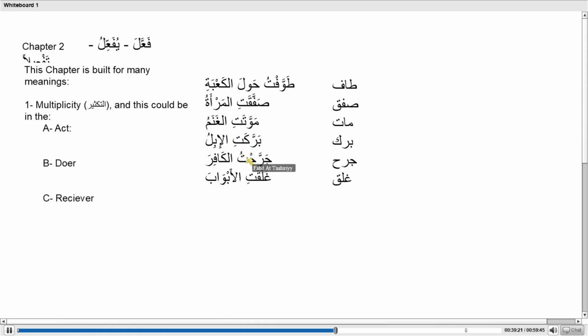Okay. Can this be applied? Focus on my question. Can this be applied, which is this meaning here, which is the multiplicity in the doer? Can this be shown here in Jarrahtul Kafira? Can this, the multiplicity in the doer, can it be shown here? Can it be proven here? In the doer.